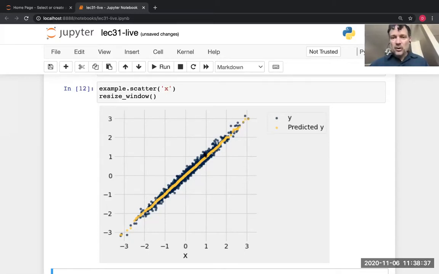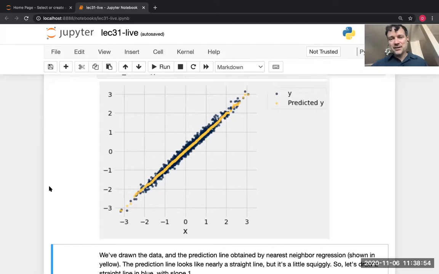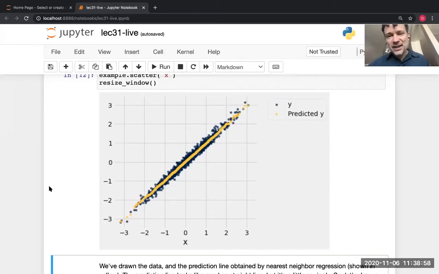All right. So we're envisioning the data mostly follows this line, but there's a little bit of noise. There's a little bit of variation, each data point might be a little bit off from the line. Given the blue dots, the nearest neighbor regression gives me the yellow dots. It gives me a way to make predictions. And you'll notice it looks almost straight. It's a little bit squiggly, especially on the ends where there's not a lot of data, but it's almost straight.